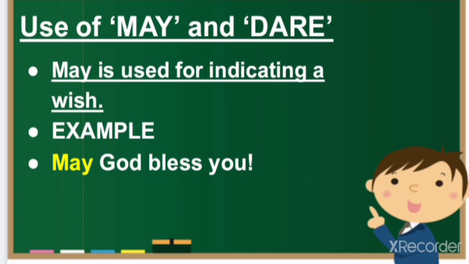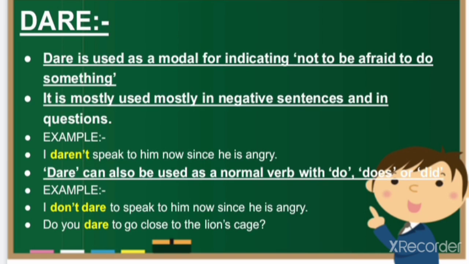Now, use of may and dare. May is used for indicating a wish. Example, may God bless you. Now, dare. Dare is used as a modal for indicating not to be afraid to do something. It is mostly used in negative sentences and in questions. Example, I dare not speak to him now since he is angry.